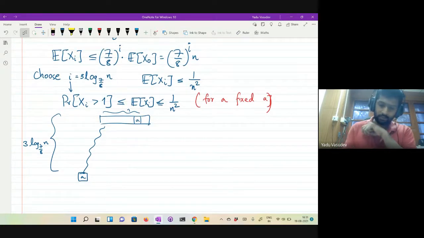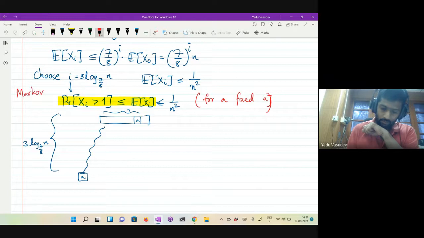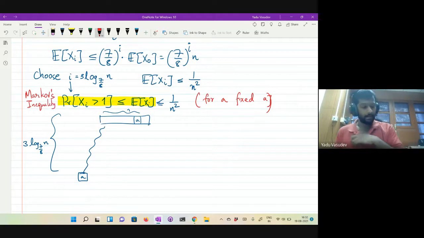Right. So this is Markov's inequality. Oh, sorry, maybe I should not use this. So this is basically, yeah, this is Markov's inequality. I should write. Right. Any questions?